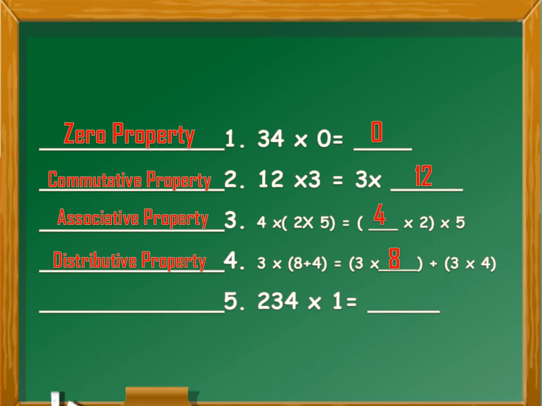Lastly, 234 times 1 is equal to blank. This equation shows identity property of multiplication. The missing number is 234.